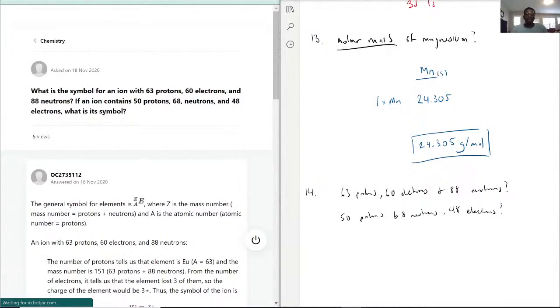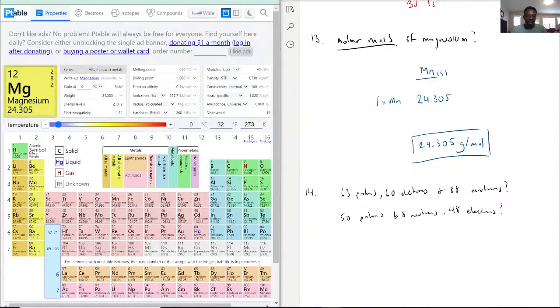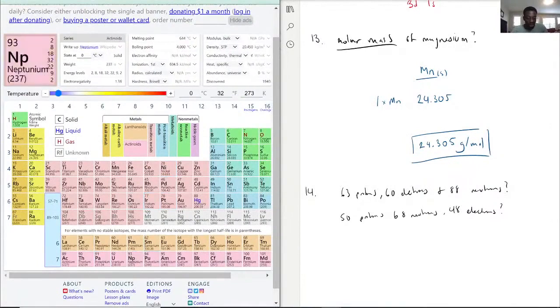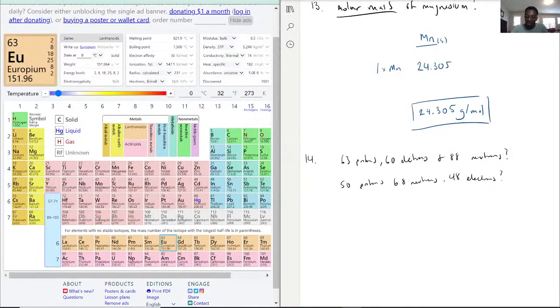So for this, I think they want us to write the isotope form. That being said, 63 protons actually tells us what element we're dealing with. Element number 63 is europium. So now we know at least one piece of information: we're dealing with the element europium.